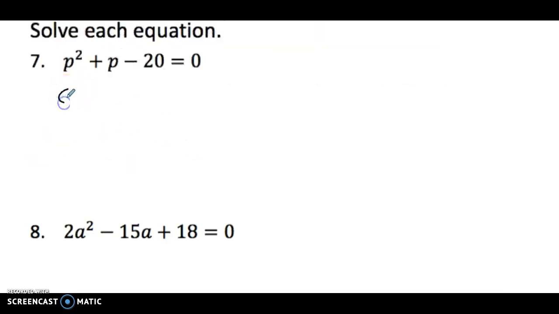Okay, keep going with these. Okay, so what two numbers multiply to give me negative 20 and add to give me positive 1? Thought about it? Right, negative 4 and positive 5. Okay, so whenever you solve it, you get p equals 4 or negative 5.